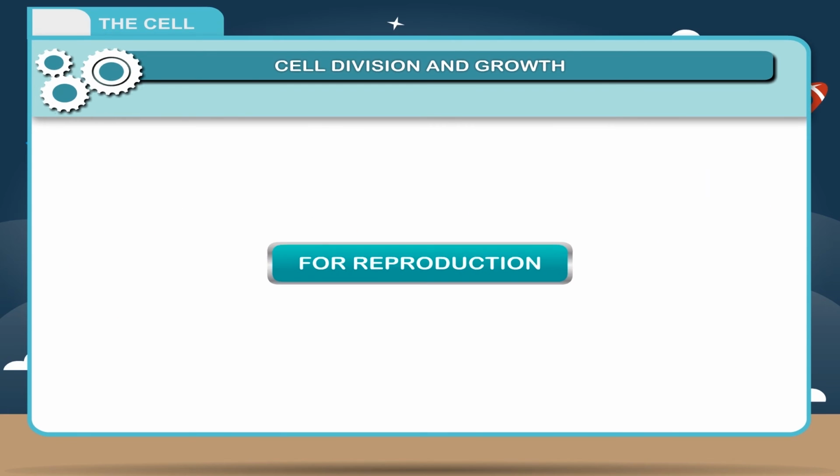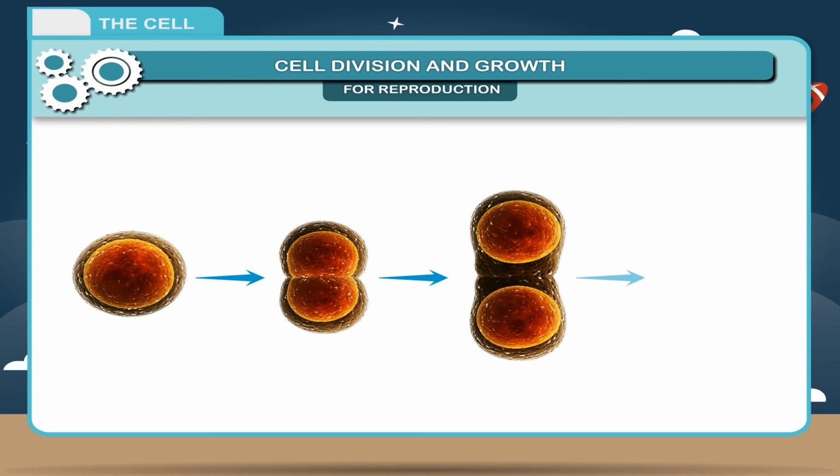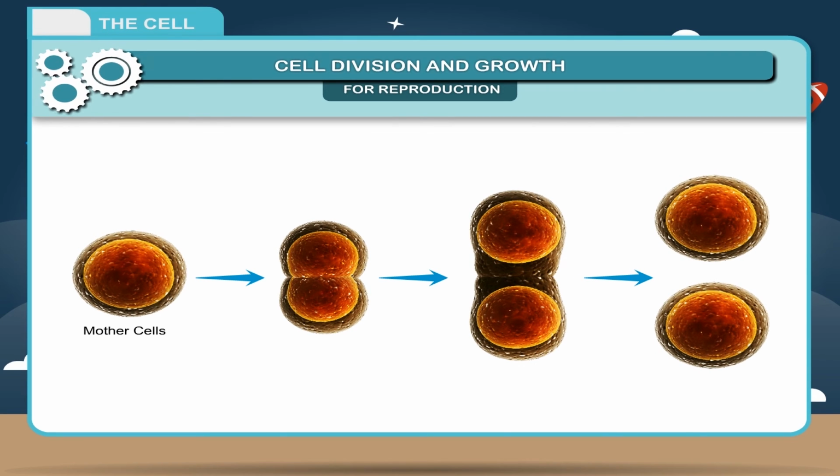For reproduction. In unicellular organisms, cells divide by binary fission to form new daughter cells. The daughter cells grow to their full size and then divide again.